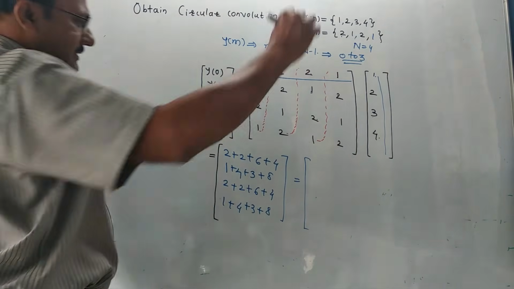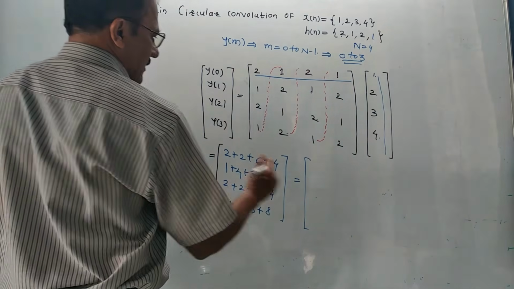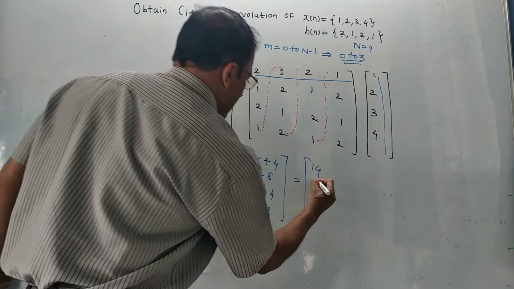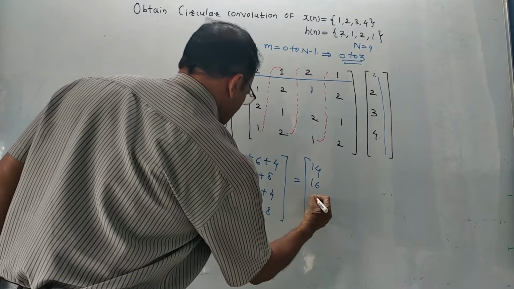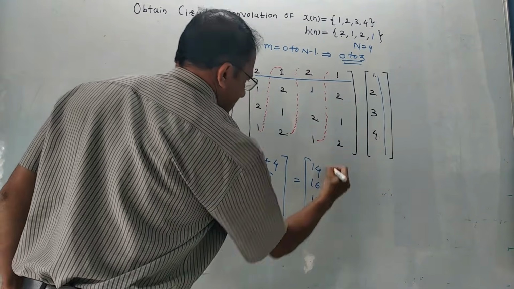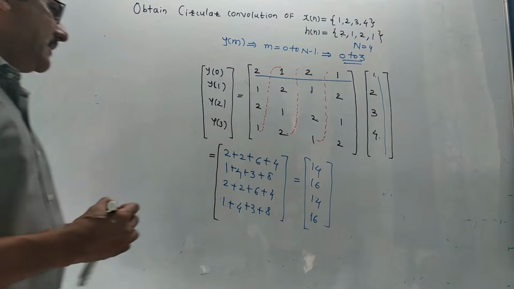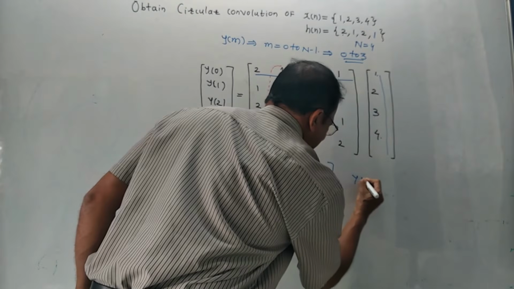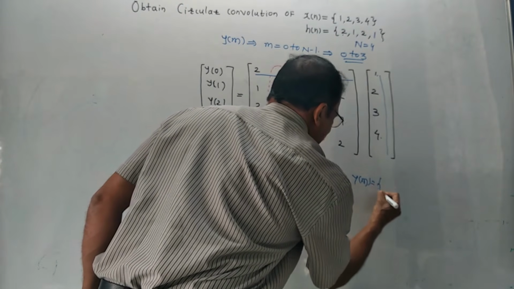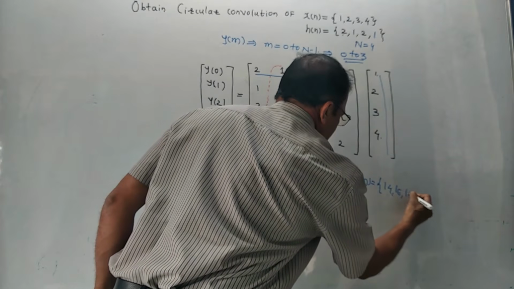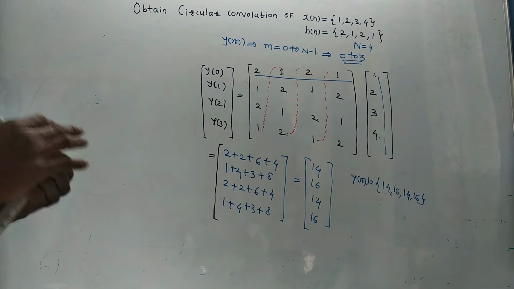Directly you can write the answer from this. So it is 14, then 16, 14 and 16. Same answer we got using this method. This is called the matrix method. Like the previous case, the final answer is written as a sequence. So it is 14, 16, 14 and 16. So this is the simplest method.